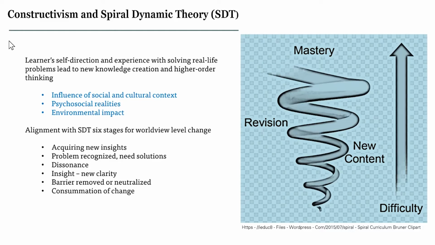So again, I think you can see just from that example that constructivism ties right into what we're talking about with the spiral dynamic theory. First, you're going to acquire new insights. Problem recognized, dissonance. I need to solve that. And then hopefully you'll be looking at some additional clarity. And then as you start thinking about the options, barriers are removed, and then you're able to go forward and take action. So those changes are what also tie in with the spiral dynamic framework of either moving to a new level or maybe regressing to a level.